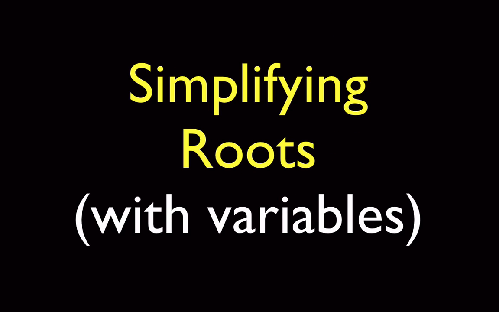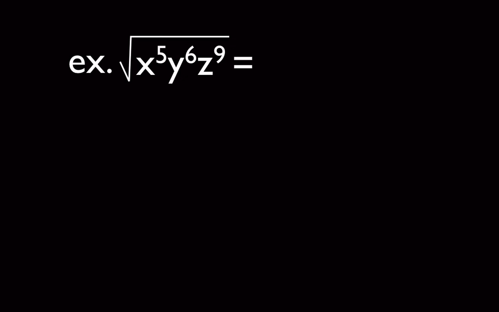Okay, so now we're going to go ahead and move along to simplifying roots with variables. What that means is inside the square root or the third root or the fourth root sign, we're not just going to have a number, we're going to have x's, y's, and z's. So as you can see on our first example right off the bat, it looks a little different.